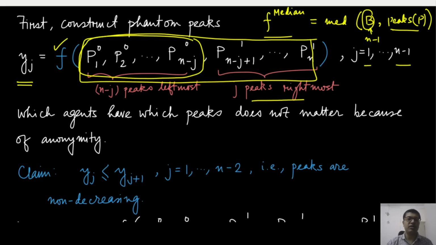So if you have only one, then you have n-1 peaks on the leftmost side, and the last peak is on the rightmost side, and slowly you are migrating towards the other extreme, where you have only one peak on the leftmost side and all the n-2 peaks on the rightmost side. And now which agents have which peaks does not really matter, because we are going to assume anonymity anyway. So as long as the peaks remain the same, the phantom peaks will also remain the same.